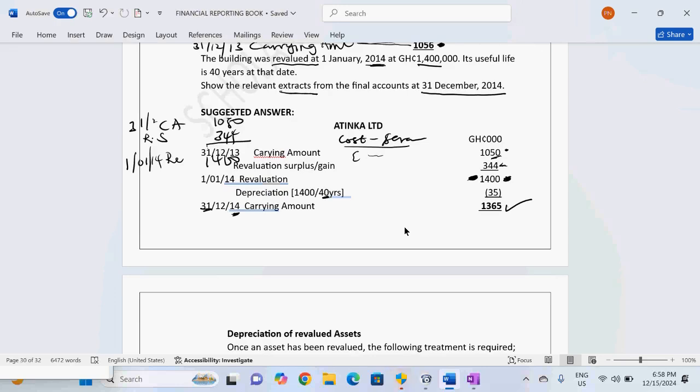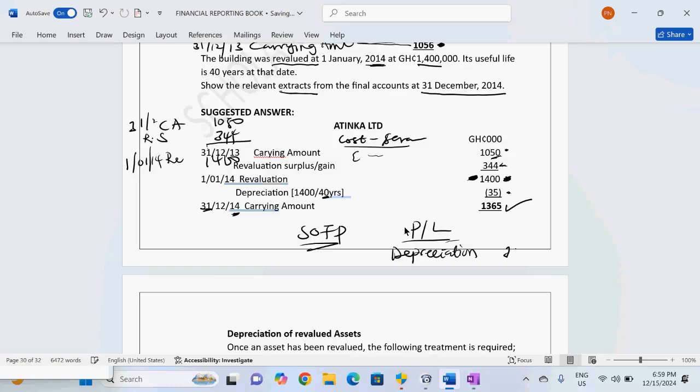What will happen to this? This carrying amount will be the amount that will go to our statement of financial position, right? So that will be the amount that will go to the statement of financial position as the balance for the assets, as the carrying amount for the asset, right? That is it. And then this depreciation of 35 will go to P&L, profit and loss, as well, the depreciation as an expense.